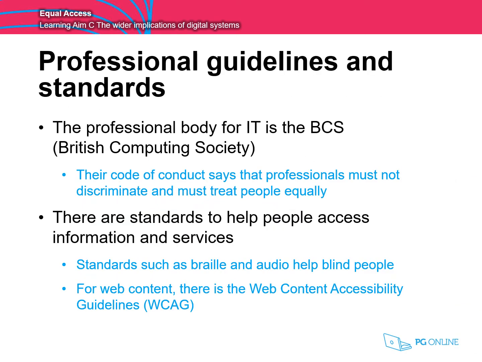To help organisations know how to treat everybody equally, professional guidelines and standards have been written, and these are in the form of a code of conduct, which businesses can read to ensure then they are not discriminating and they are treating people equally. There are also standards to help people access information, such as Braille and audio to help people who are blind. And there's something known as the Web Content Accessibility Guidelines. We're going to look at that on the next slide.